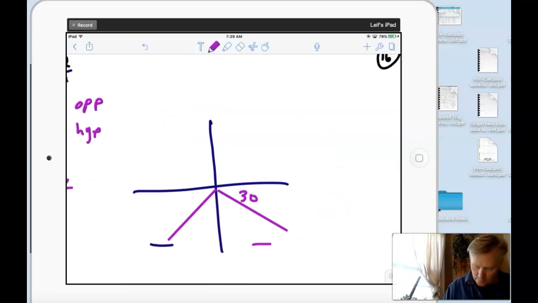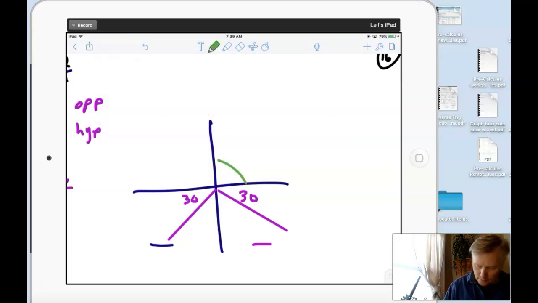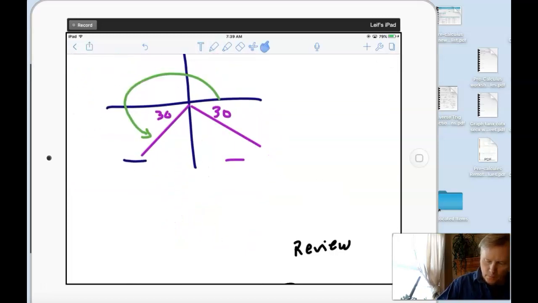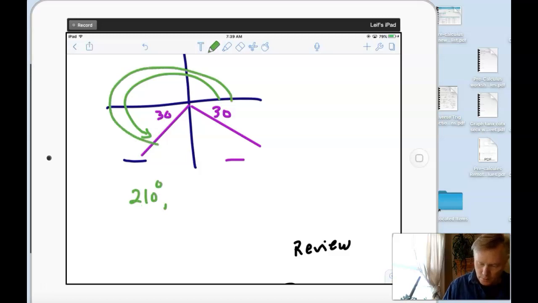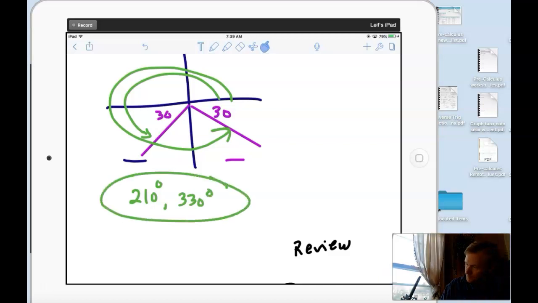So this is 30, this is 30, and then we've got to figure out, starting at the x-axis, how many degrees each is. That's 180 plus 30, which is 210. And the other one's almost all the way around, but 30 degrees short, which is 330 degrees. And those are your two answers.